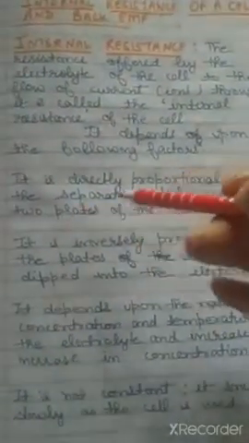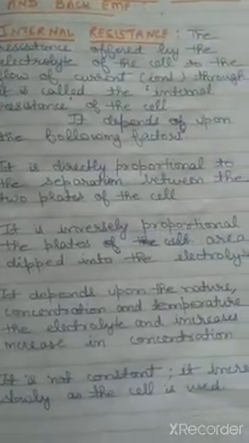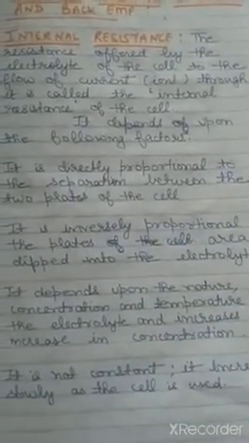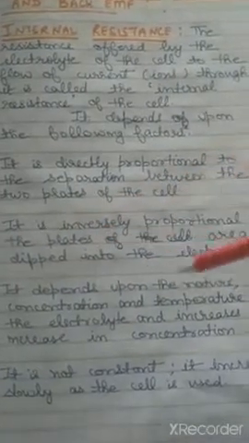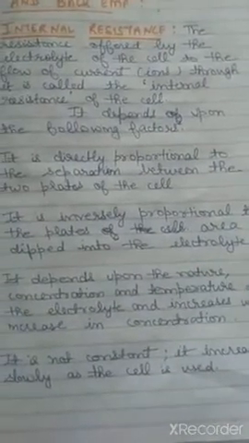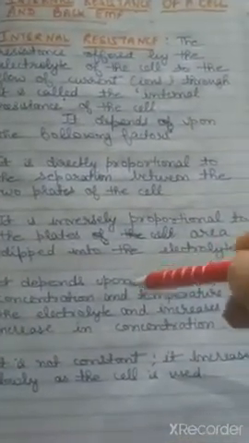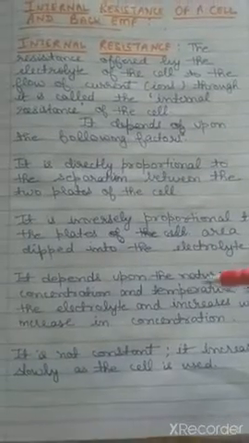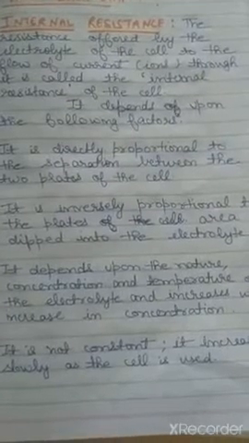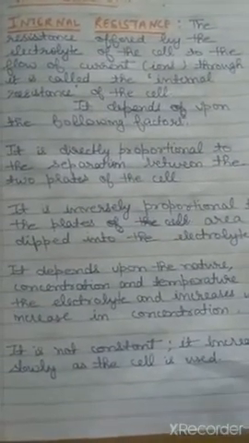It is directly proportional to the separation between the two plates of the cell, that means anode and cathode. It is inversely proportional to the plate area dipped in the electrolyte, that means it depends on the area of the cathode and the anode. It depends upon the nature, concentration and temperature of the electrolyte and increases with the increase in concentration. So these are the factors on which internal resistance depends, and also it is not constant because it increases slowly as the cell is used, because when the cell is used, more and more resistance it will provide. So because of that it is not constant, it remains variable.